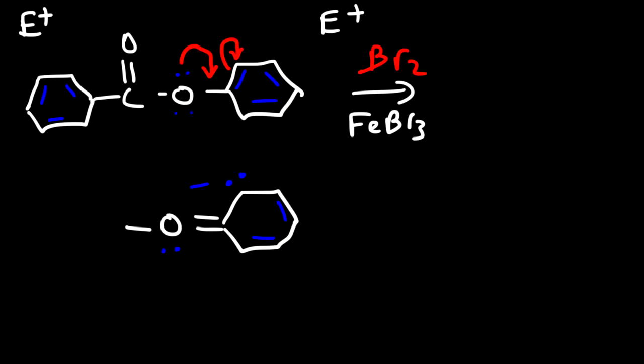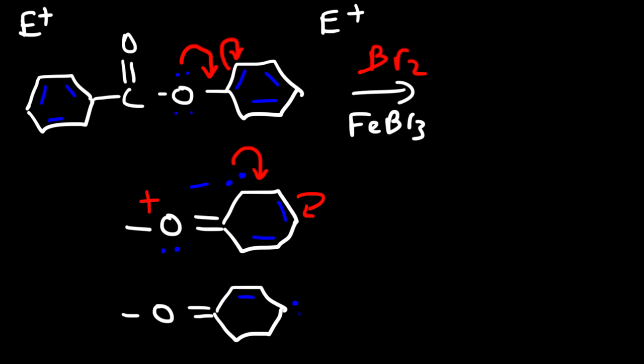So right now the oxygen has one lone pair and a positive formal charge. Now we can take this lone pair, form a double bond, and push a negative charge on a para carbon. And so this explains why the oxygen atom with the lone pair is an ortho para director. As we can see, the ortho and the para carbons, they're nucleophilic.